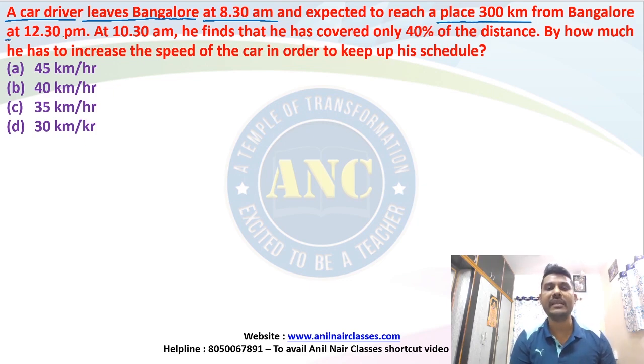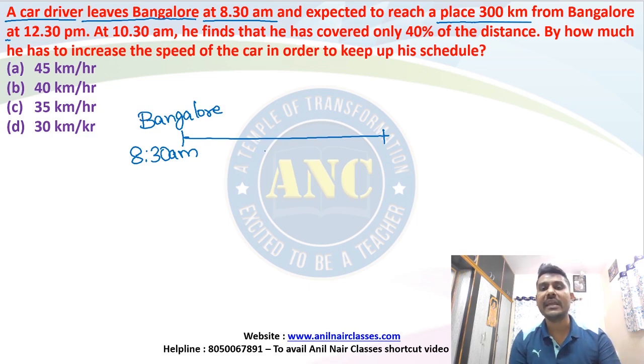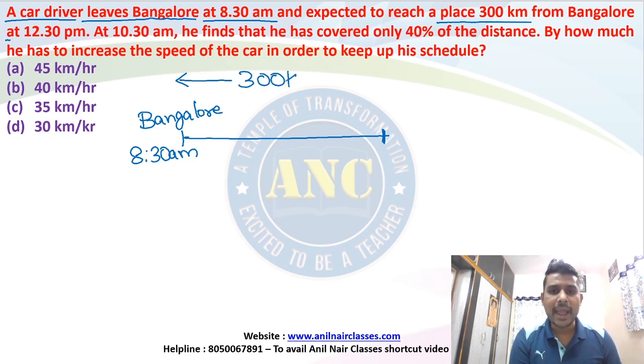Now, it is very, very clearly given in the question that there is a person who is traveling from Bangalore, right? There is a person who is traveling from Bangalore and he is starting exactly at 8:30 a.m. This is the starting point where he is starting his journey from Bangalore. He is actually starting at 8:30 a.m. and he is actually expected to reach a place. There is some other place, nothing is given about which place it is, but it is given that from Bangalore it is somewhere around 300 kilometers.